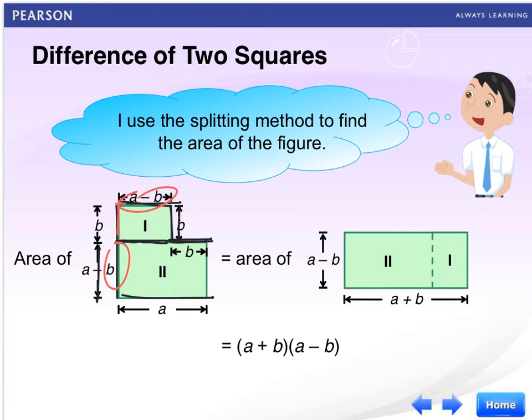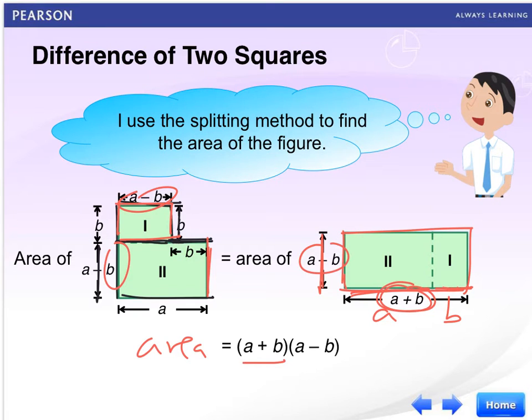Now, I cut this small rectangle and combine it in here, such that it becomes a larger rectangle, and the side is A minus B, and it's A, and combined with this is B. So we find that the longer side becomes A plus B, and because it is a rectangle, the area is just the product of these two, that means A plus B times A minus B.